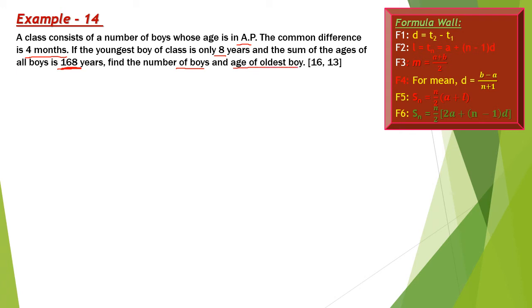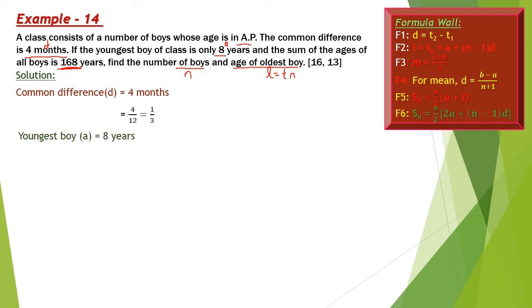Now, if we convert this into a sequence and series question, the number of boys is n. The oldest boy means L, or you can say Tn, and the age of the youngest boy is a. The common difference of age is d. Solution: common difference, we have to convert this into years, that is 4 by 12, which is 1 by 3. The youngest boy, a, is equal to 8 years. The sum of all ages, Sn, is equal to 168.